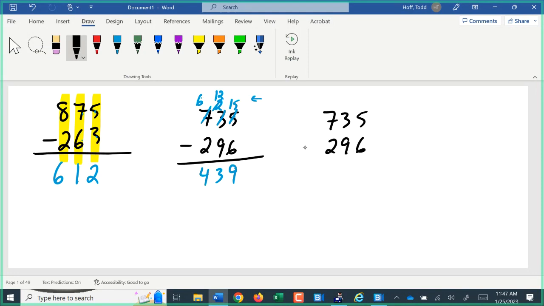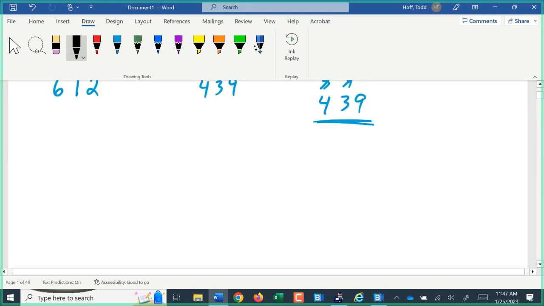Another method would look like this. 7 minus 2 is 5. 3 minus 9 can't be done, so we actually take from the 5. That's a 4. This is now 13. 13 minus 9 is 4. 5 minus 6 can't be done, so we take from the 4 to make it a 3. It's a 15. 15 minus 6 is 9. We get the same answer, it just takes a little bit more room and maybe a little bit more time. Again, the point is not to change how you subtract numbers, but to demonstrate that there are alternative methods for doing a lot of these calculations.